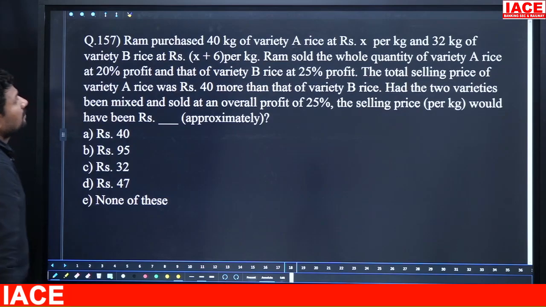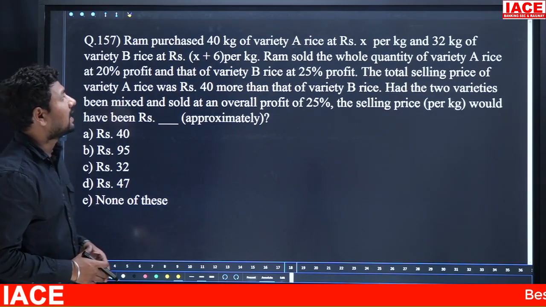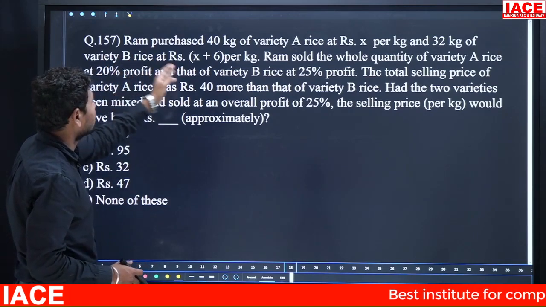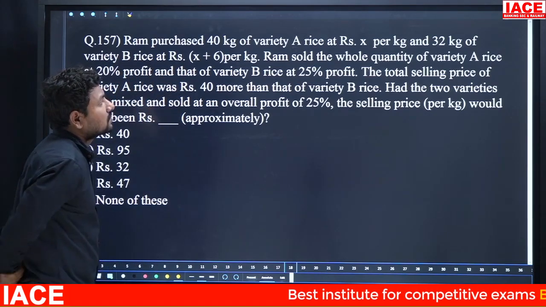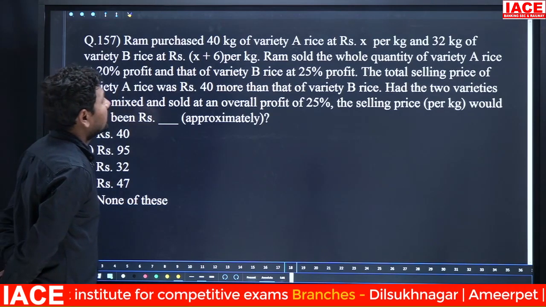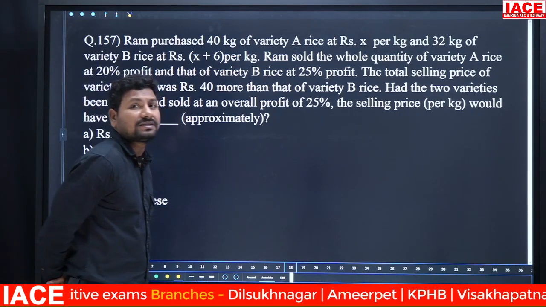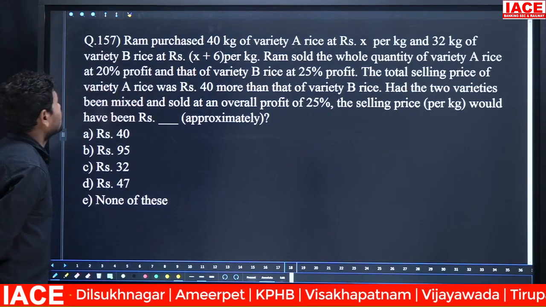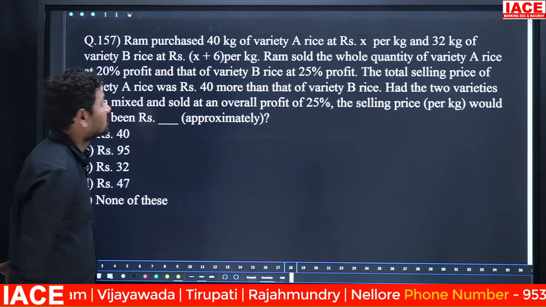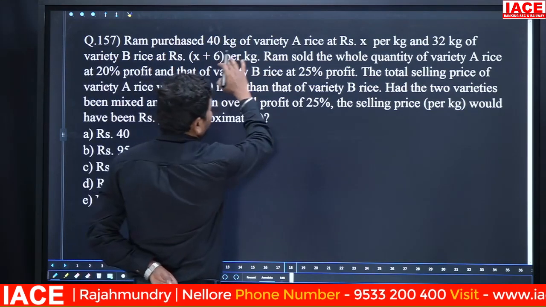Next, Ram purchased 40 kg of variety A rice at X rupees per kg, and 32 kg of variety B rice at X plus 6 rupees per kg. Ram sold the whole quantity of variety A rice at 20% profit, and that of variety B rice at 25% profit. The total selling price of variety A rice was 40 rupees more than that of variety B rice. Look at here, 40 kgs and X rupees.